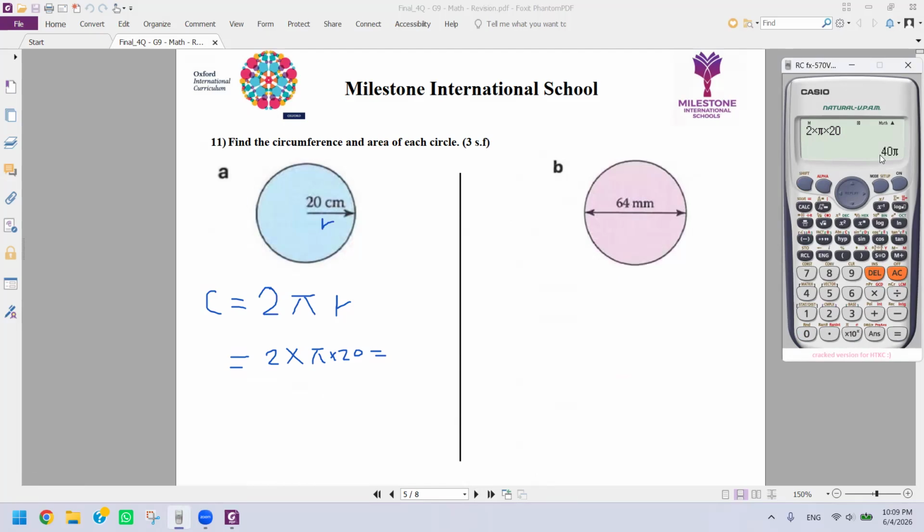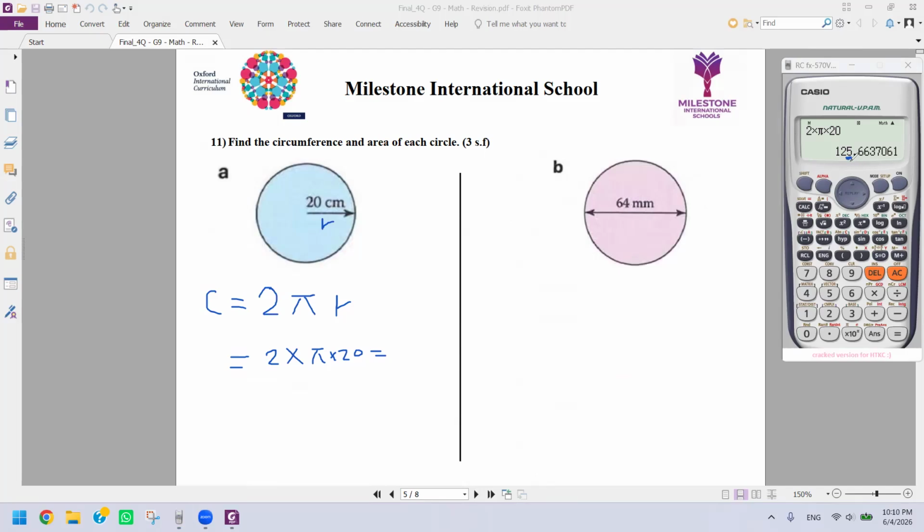Now, does the question say keep your answer in terms of pi? Let's check. After the question, I wrote 3SF. What does that mean? It means rounded to three significant figures. It doesn't mean keep it in terms of pi. So you click that S-D to make it decimal. I need it to be three significant figures. You count three numbers, 1, 2, 3. That 5 should be the last number.